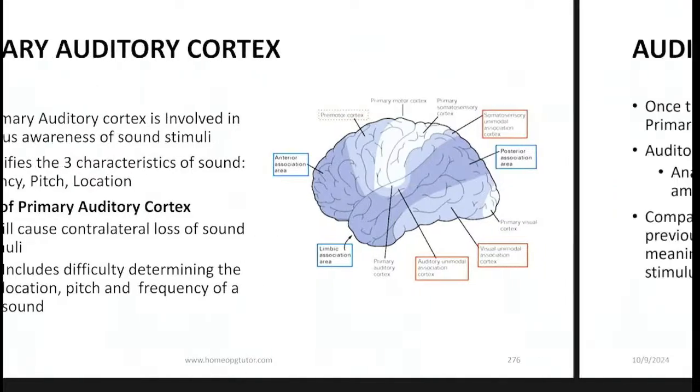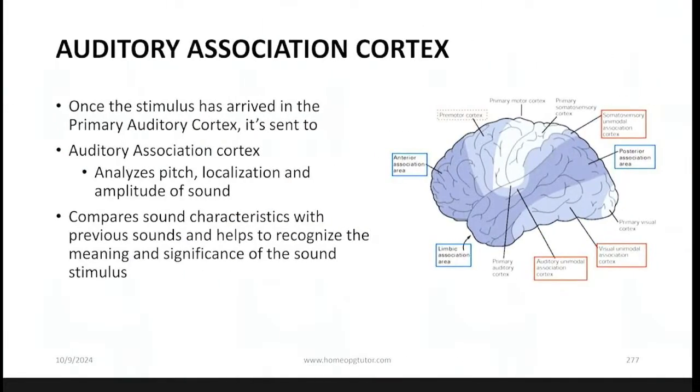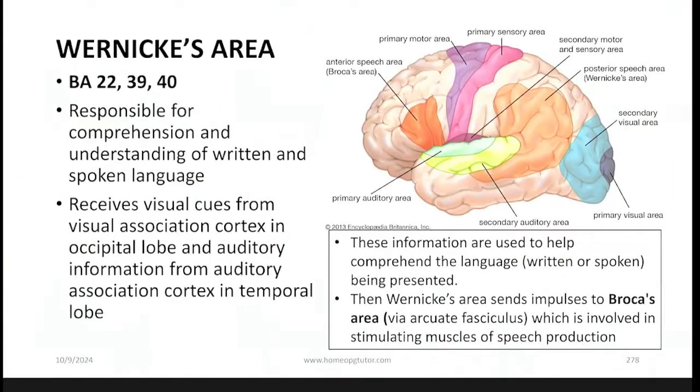Next one, coming to the auditory association cortex. Once the stimulus has arrived in the primary auditory cortex, what are they going to do? They are going to send the information to the auditory association cortex, and from there they are going to analyze the pitch, localize it, and also find out the amplitude of the sound. Then, after analyzing all this, they are going to compare the characteristics of this sound with any of the previous sounds which we have heard, and if that matches, we will be able to recognize the meaning and significance of the sound stimulus. Okay, all these are interlinked actually.